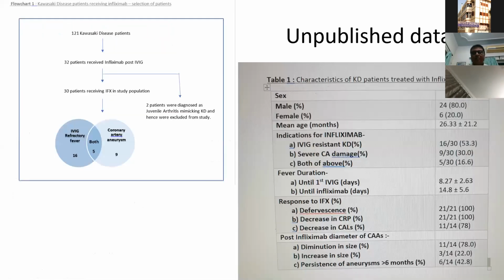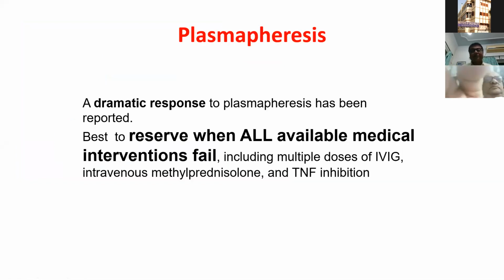So this is unpublished data from our center. Around 32 patients have received infliximab, and two patients actually had systemic arthritis mimicking KD. So the rest, 30 patients, all responded very well to infliximab. And in fact, another thing that we came across was the effect on the aneurysms. You can see that almost 70% of the aneurysms had some diminution in size. And if nothing responds, if everything fails, then you can try plasmapheresis.